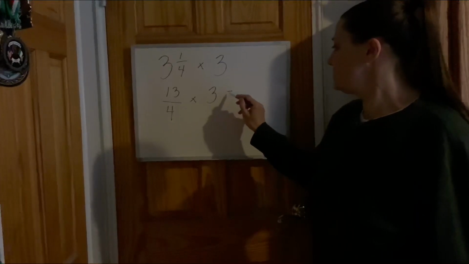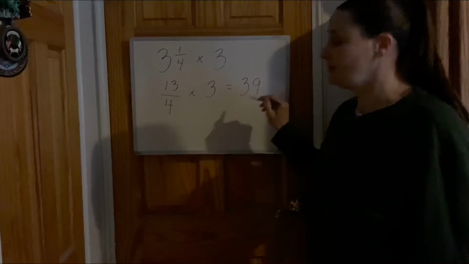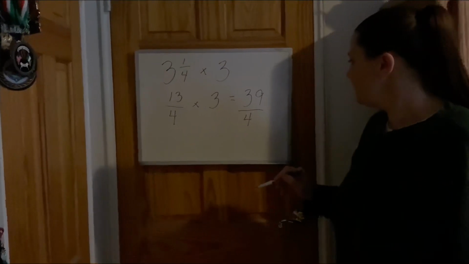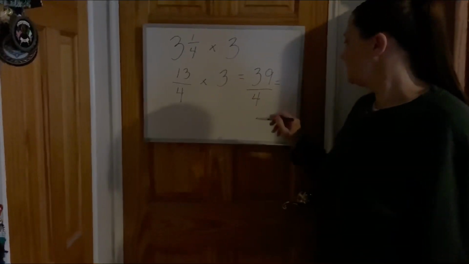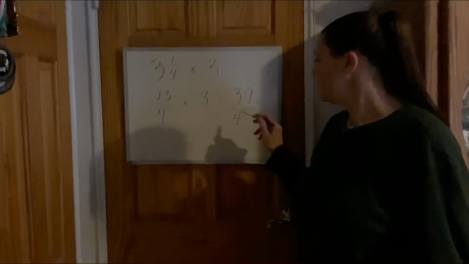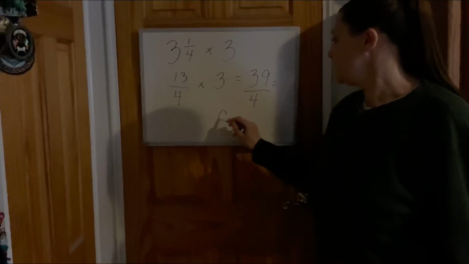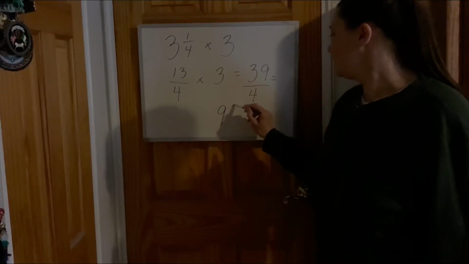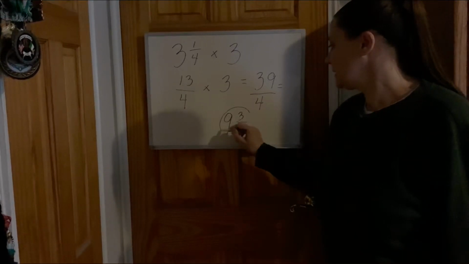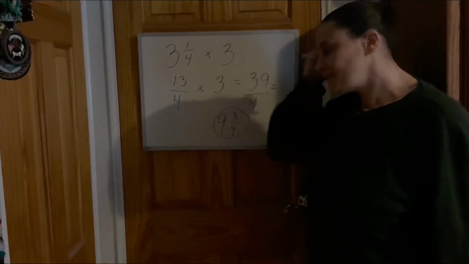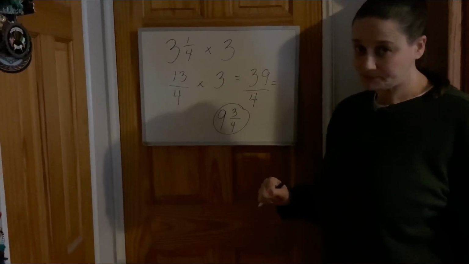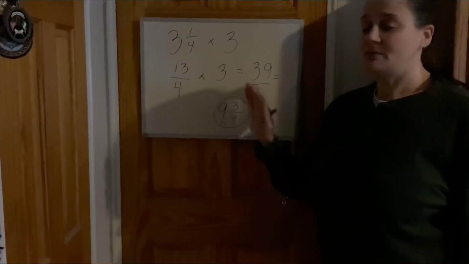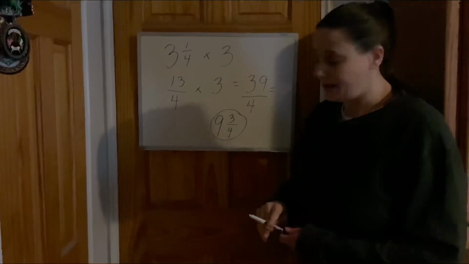So 13 times 3 is 39. And if you don't know that by heart, you can figure that out. And you bring the 4 over. 39 divided by 4. Again, if you don't know by heart, you can bring it over. But 4 goes into 39 9 times. 9 times 4 is 36. And we are left with 3/4. So 3 1/4 times 3 would be 9 3/4. Okay, so that's method 1. We change the mixed number to an improper fraction, and then we multiply.